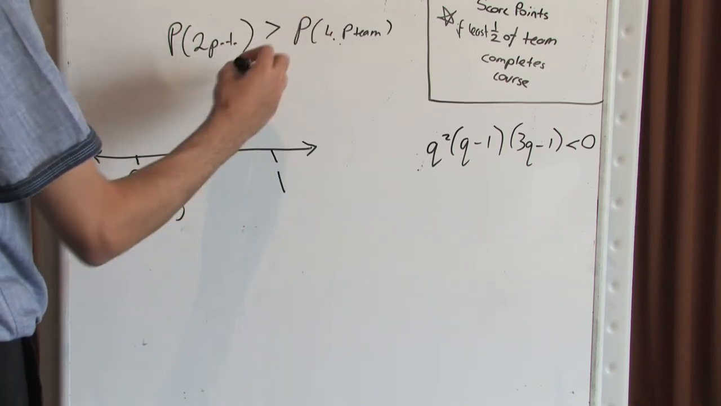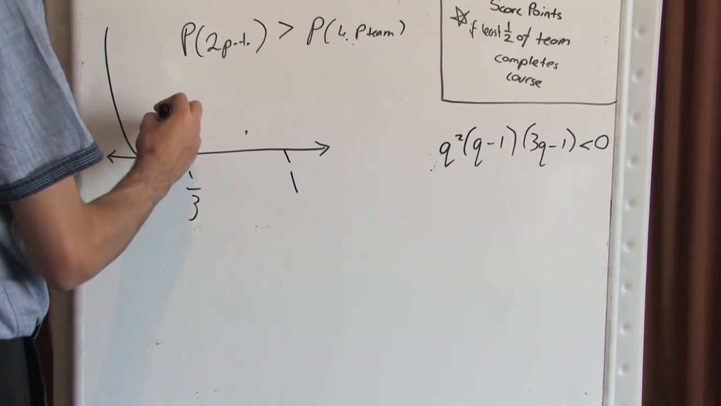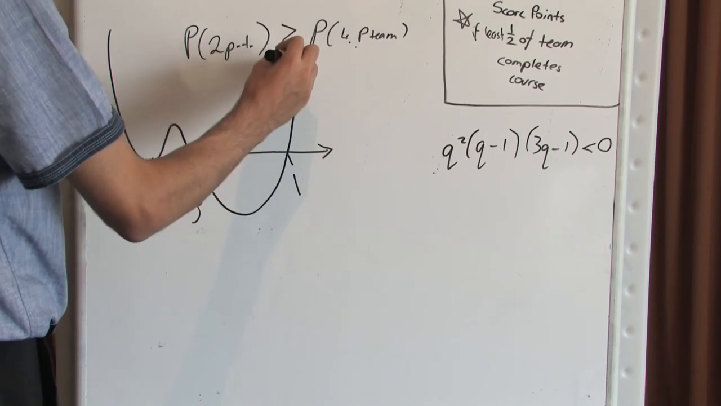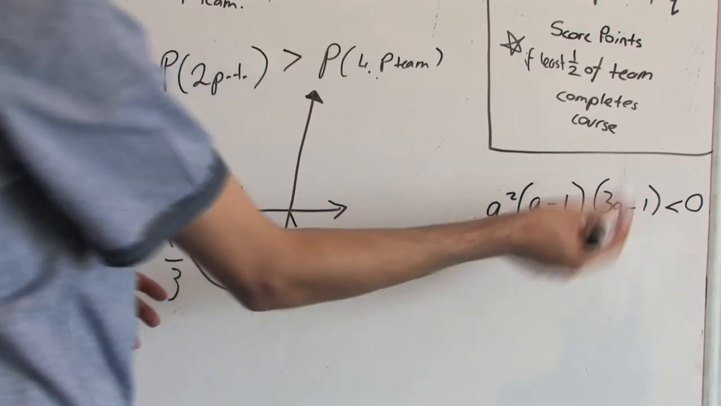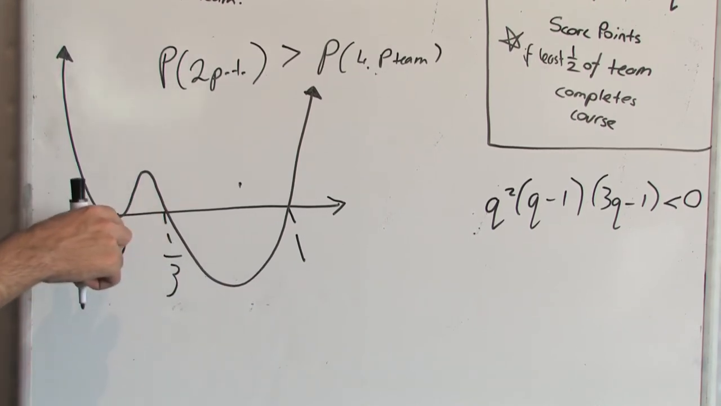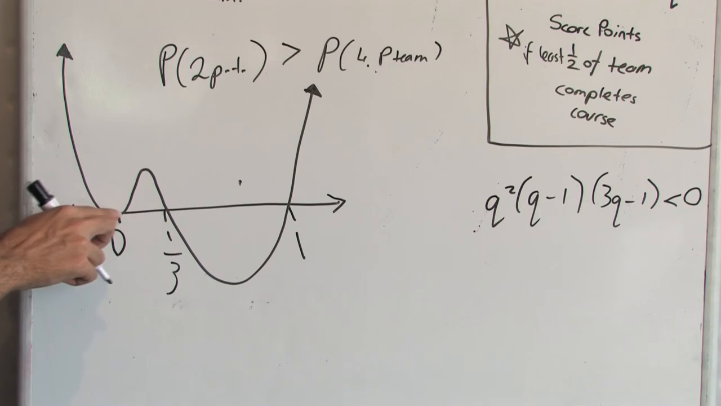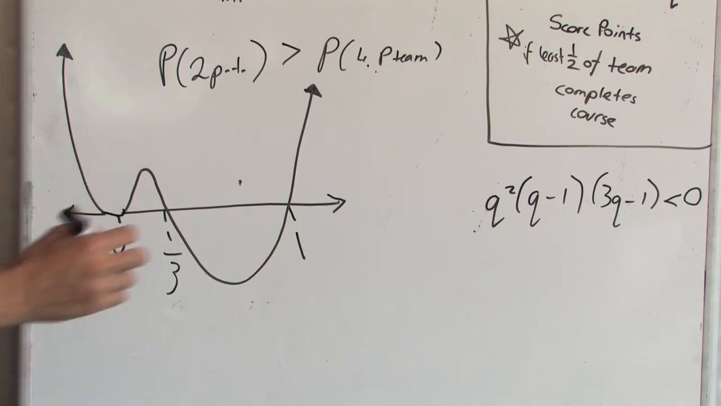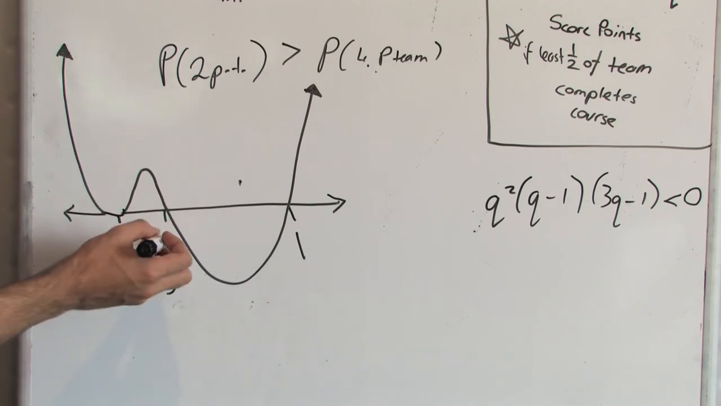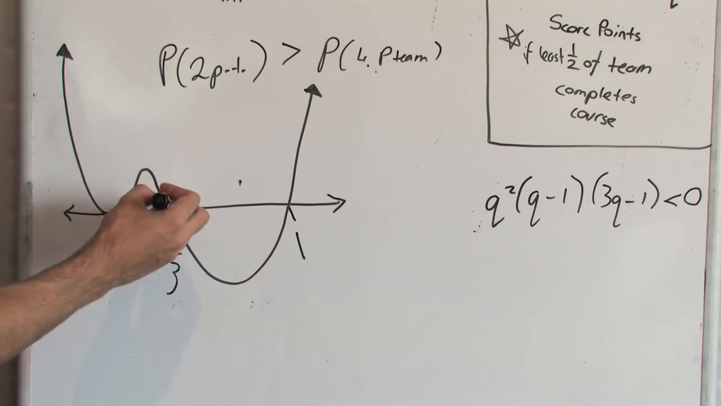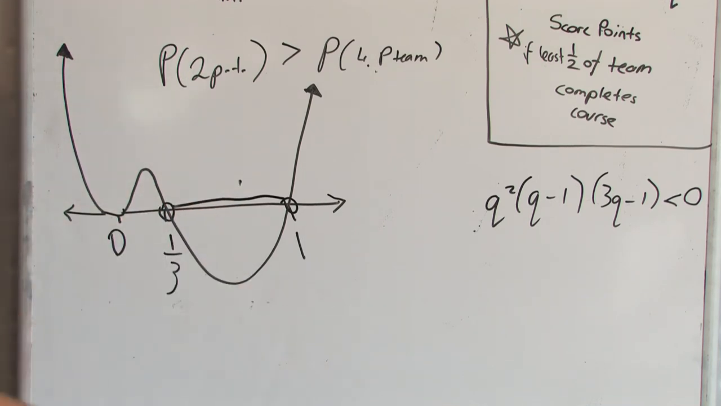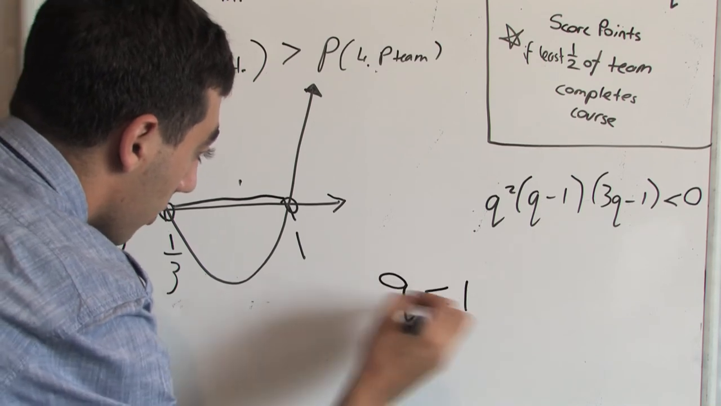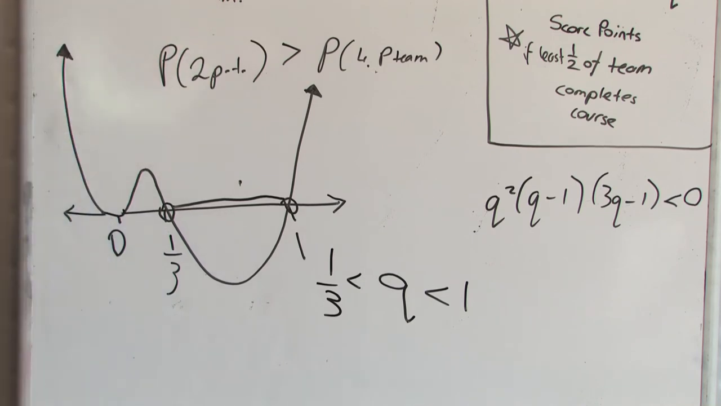So that's going to look like what I believe is this. It's going to loop up like that and go up like so. So that's what the equation looks like. Now all we have to care about is where it is less than 0. If you realize here, it is not less than 0 anywhere here because it merely touches; it is a tangent to the x-axis at 0. But it is less than 0 between 1/3 and 1. So how we write that now is we draw the open circles, and we draw that region for which that is true. And that's pretty much how the problem solves, because now we just have to state that q has to be between 1/3 and 1 for a two-person team to be more likely to win points than a four-person team. And that's how you do it.